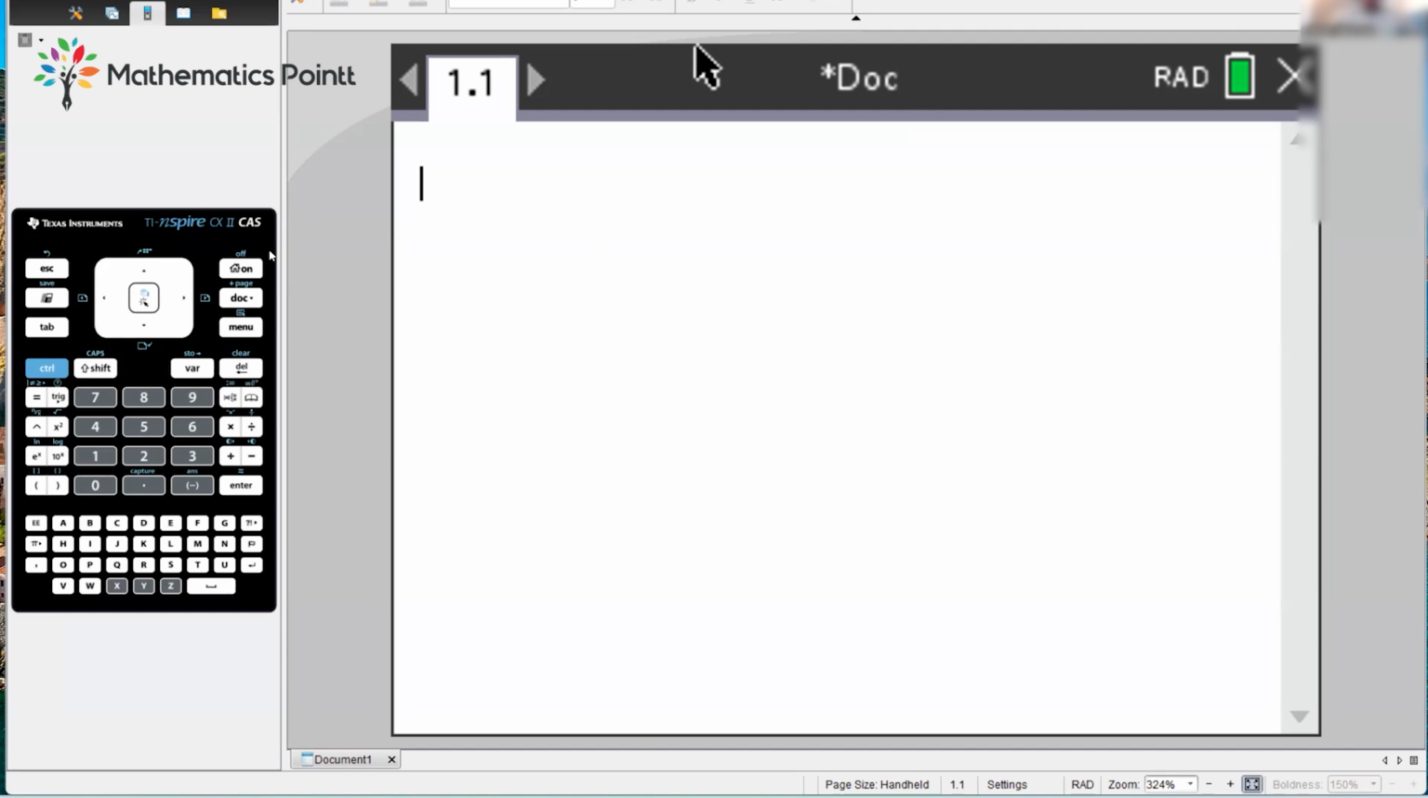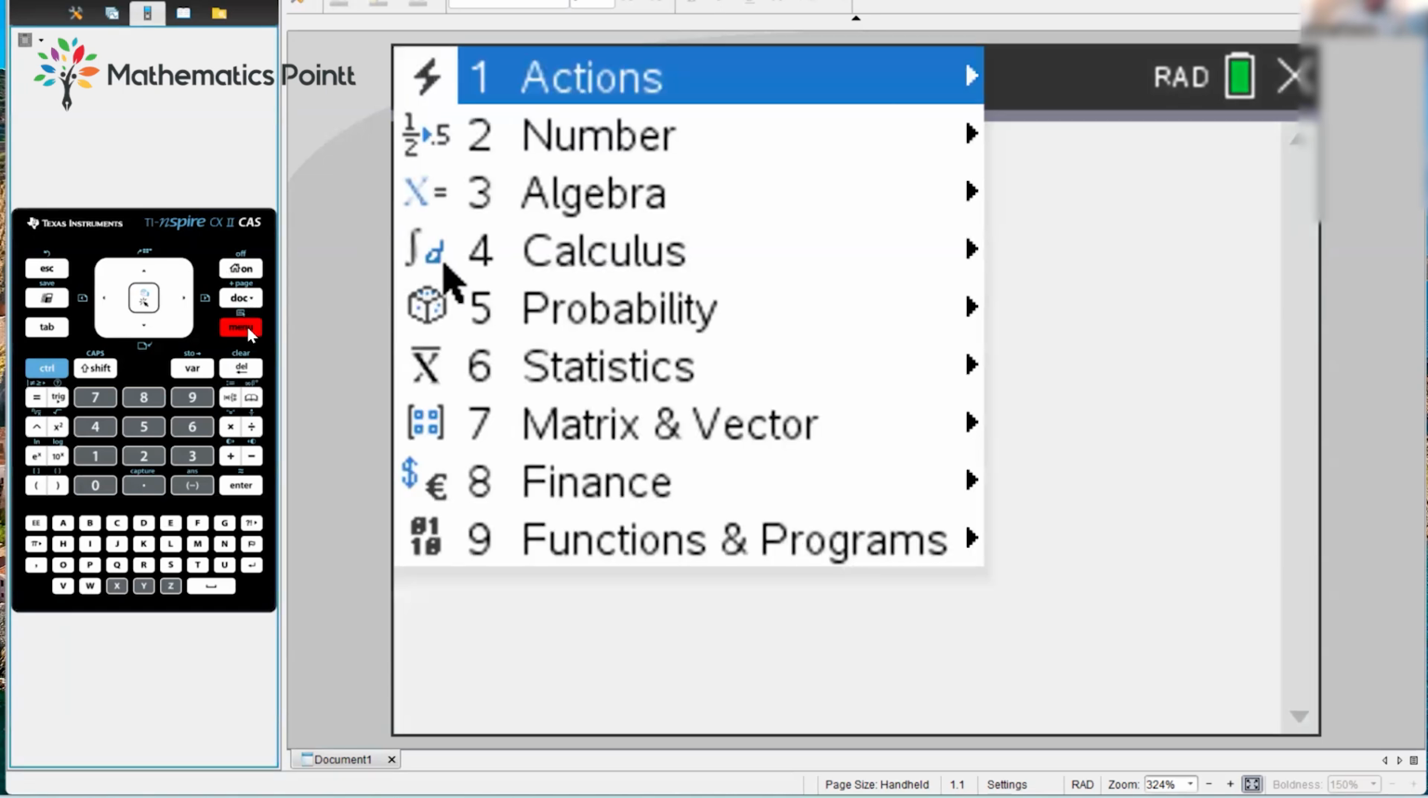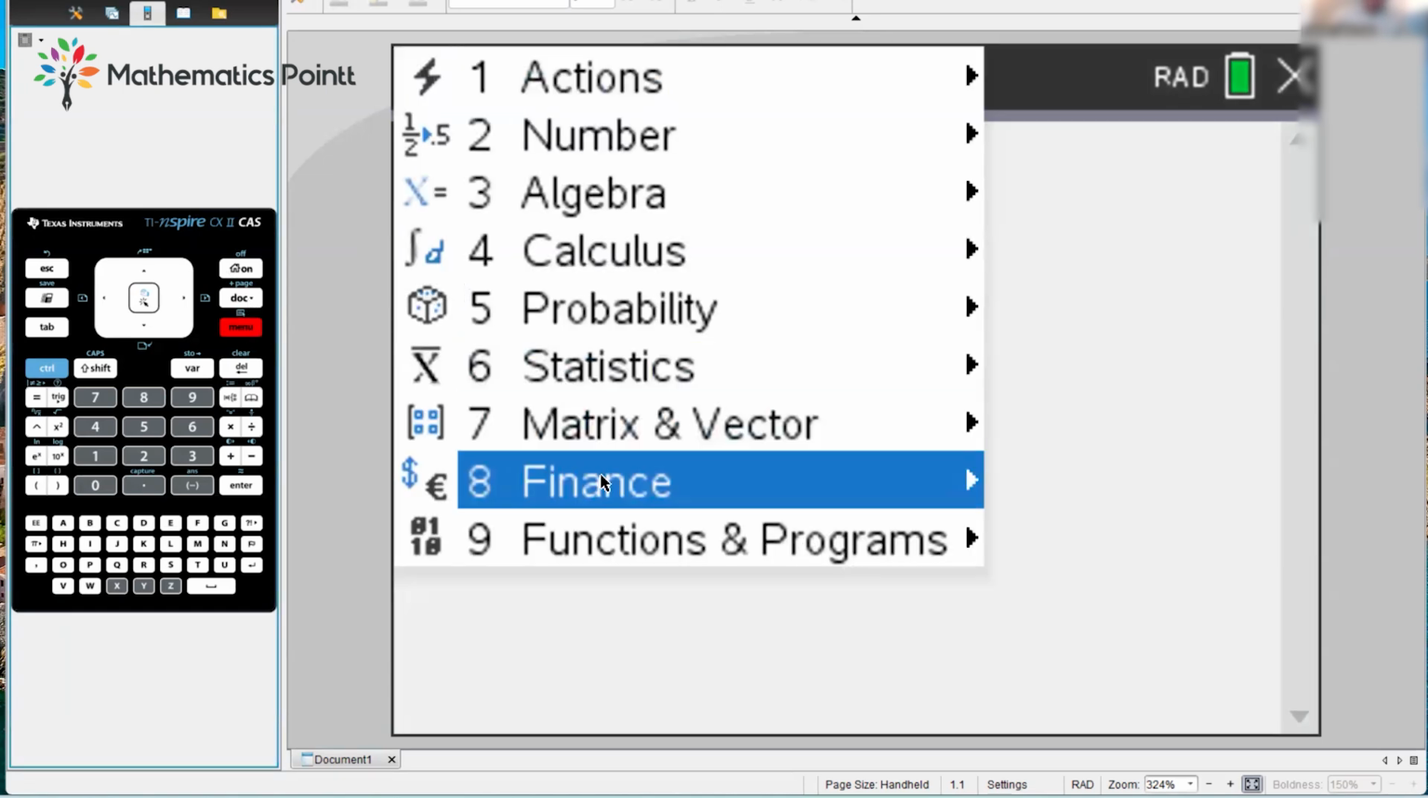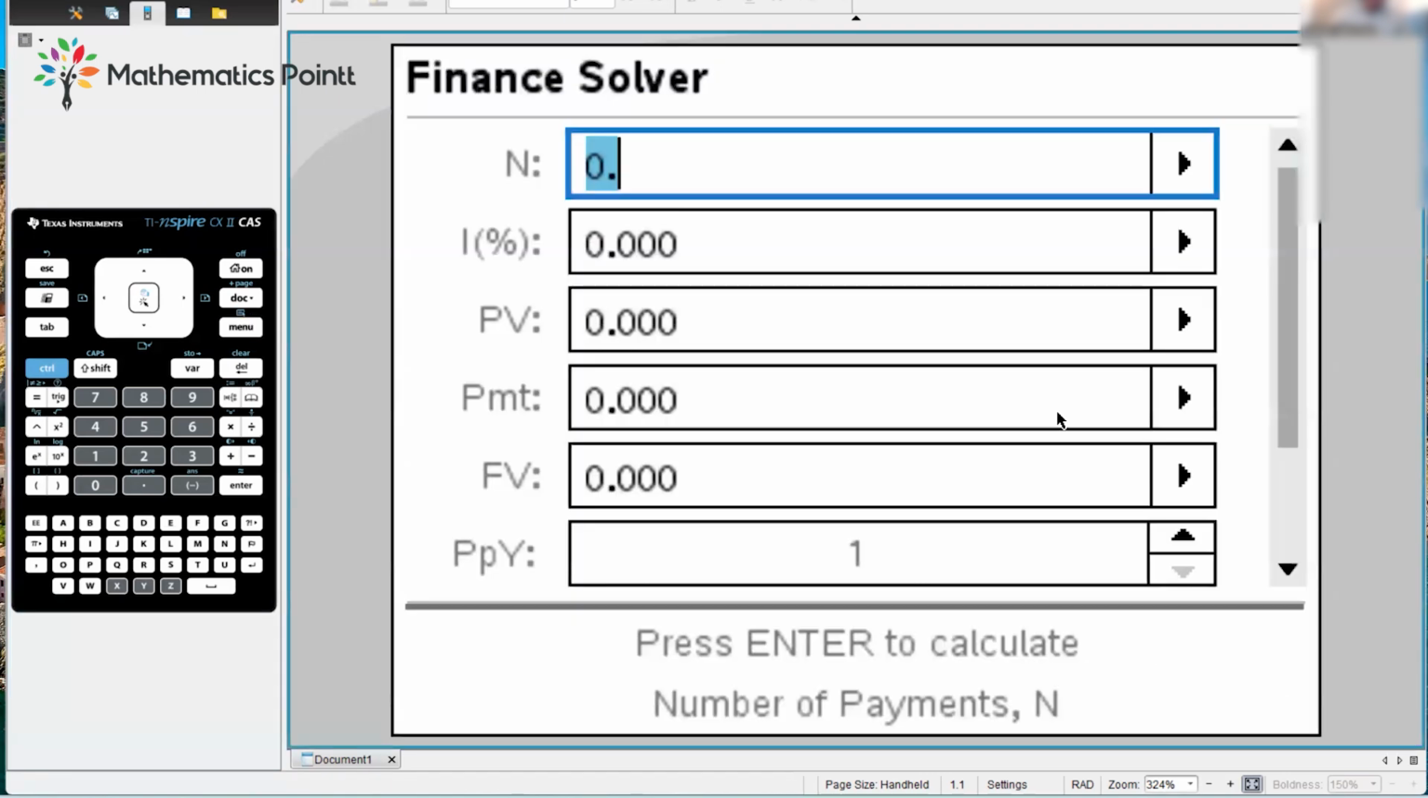So this is your CAS. On CAS, once you add a calculator, you just go to menu, finance, and you say financial solver. That is what the financial solver looks like.